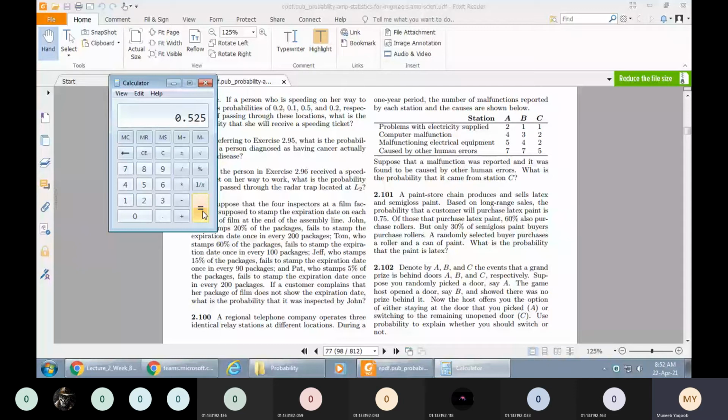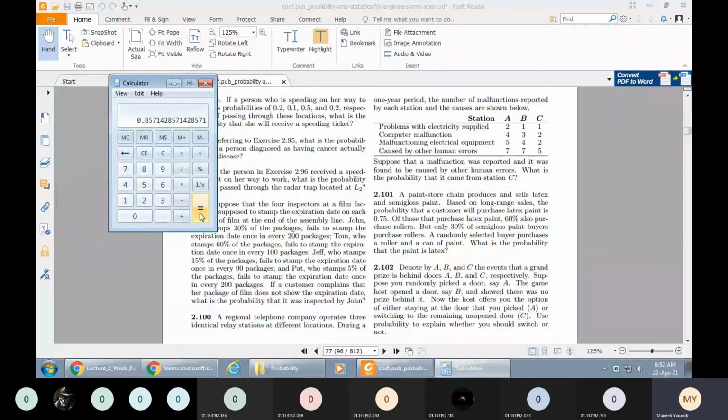So in the denominator, we will write probability of roller, that is being displayed on the calculator screen, that is 0.525. And in the numerator, we will write probability of latex intersection roller. So probability of latex intersection roller was 0.45. So our answer would be 0.45 divided by 0.525, that is 0.857.